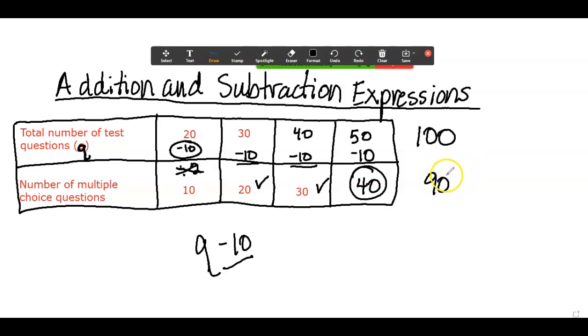Okay. So again, what if I had a question that said, now you have 200 test questions. How many are multiple choice? Well, again, I don't want to sit here and do this rule all the way up to 200 because that's way too much work. But if I have my rule here, I can take away 10 very quickly to find that answer.